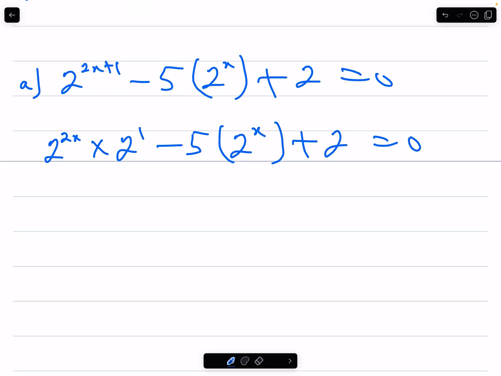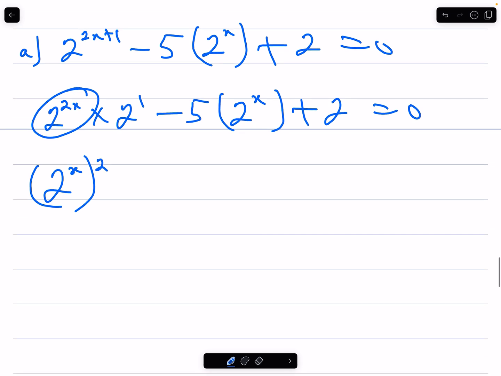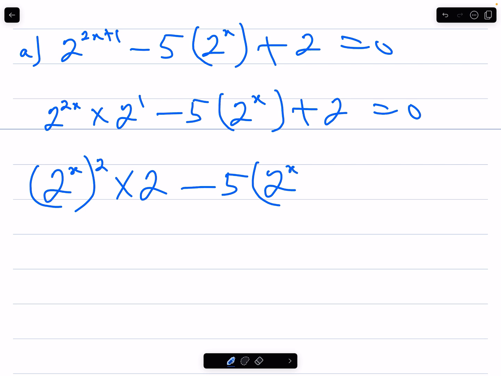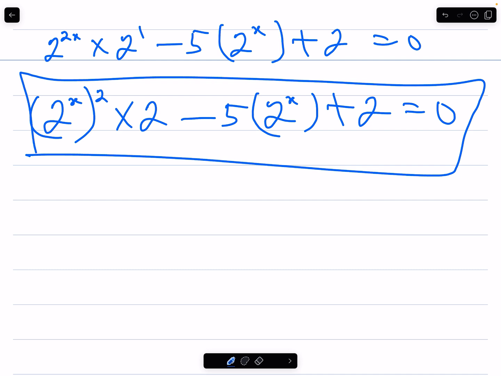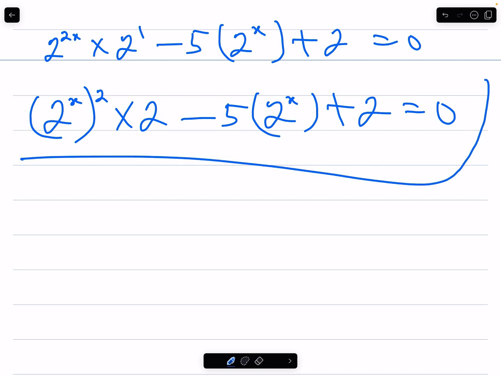Now I can also write 2 raised to the power 2x as the square of 2 raised to the power x, which means the square of 2 raised to the power x, times 2 raised to the power 1, which is 2, minus 5 times 2 raised to the power x, plus 2 equals 0. I'm just finding a way to make this equation look easily like a quadratic equation. In this form, it's already a quadratic equation. We're just writing it in a simpler form.